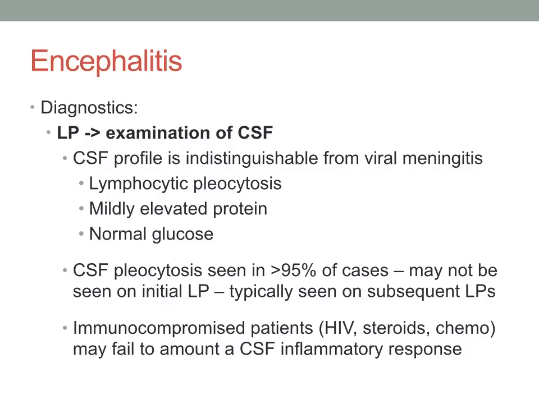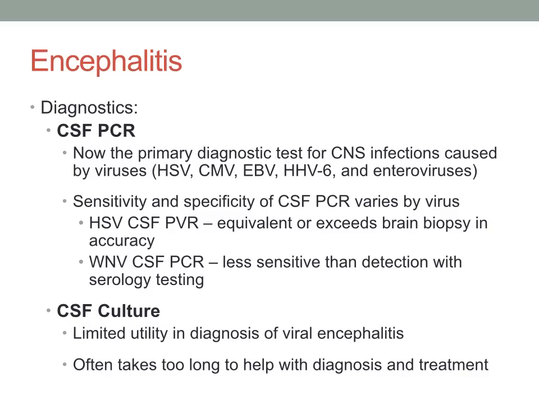All right. So anyway, the increased cells are seen in about 95% of the cases on the initial LP. And if it hasn't been seen there, then you'll definitely see it on the subsequent LPs. Immunocompromised patients, such as patients on chemo or steroids, may not show an inflammatory response in their cerebrospinal fluid initially. So you might have to do it again later on to get evidence that there's an infectious process taking place there.